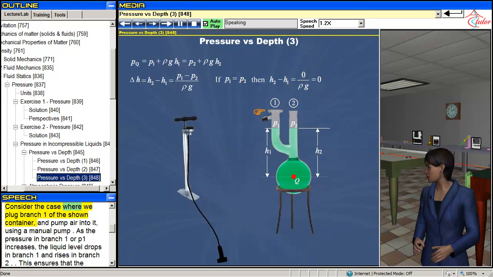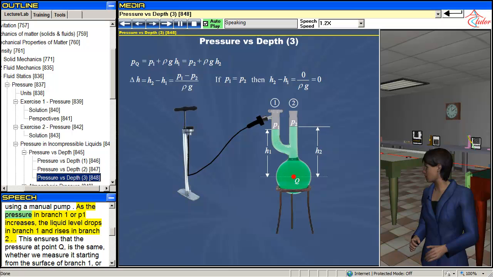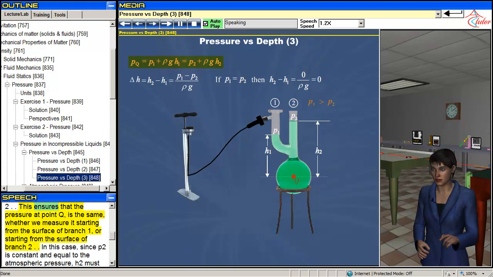Consider the case where we plug branch 1 of the shown container and pump air into it, using a manual pump. As the pressure in branch 1, or P1, increases, the liquid level drops in branch 1 and rises in branch 2. This ensures that the pressure at point Q is the same, whether we measure it starting from the surface of branch 1, or starting from the surface of branch 2.